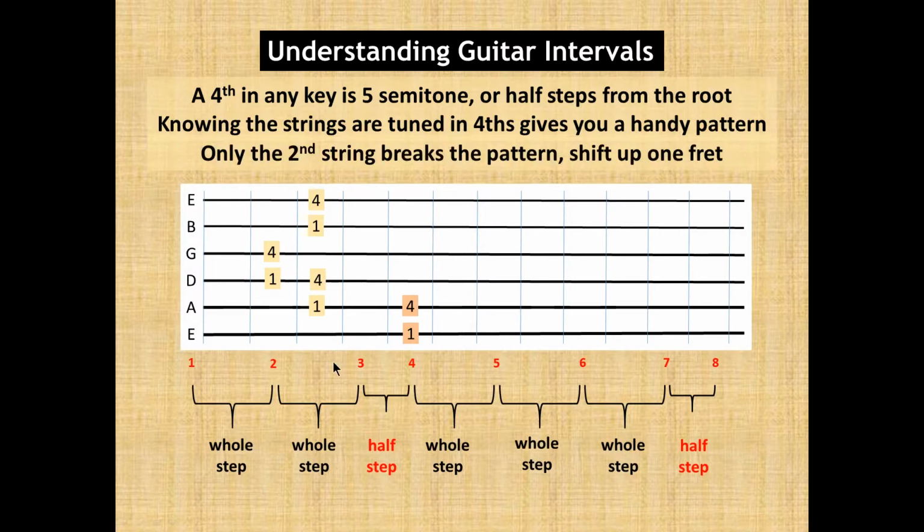Now, only the 2nd string is an exception, that B string, because it's tuned to the 3rd, you have to come up a fret. And so that's the trick. If you want to play the pattern onto the B string, you always have to remember to go up 1 fret.